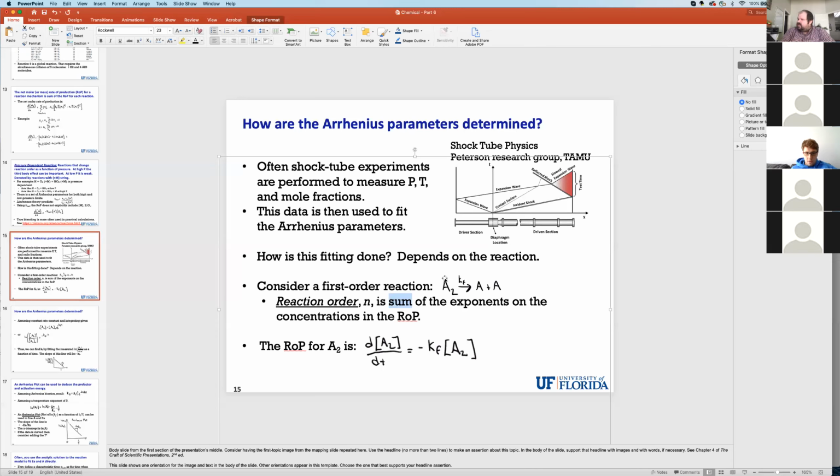So if I were to write the expression for this, you'd have d[A2]/dt equal to minus Kf times the concentration of A2, and the sum of the exponents in this rate of production is 1. So the overall reaction order is also 1. I will finish this material on chemical kinetics on Monday.